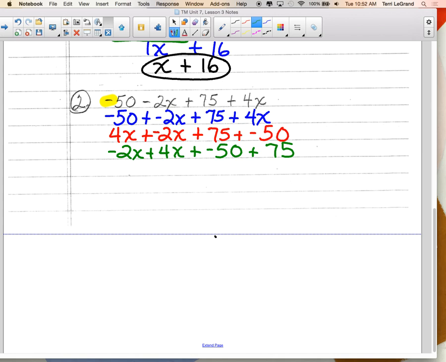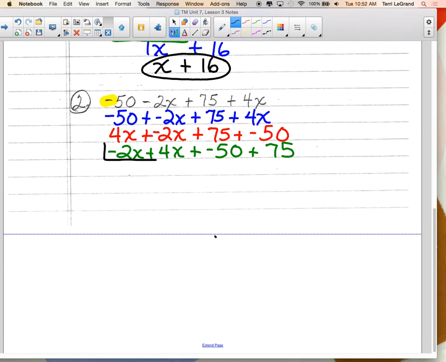Commutative, yeah, it's kind of a funny word, but commutative property says, you know what, you can let them jump wherever they want to, as long as it's all addition, then they can do that. So it's okay that we would have the negative 2x and the 4x trade places. It's okay that we would have the negative 50 and the 75 trade places.